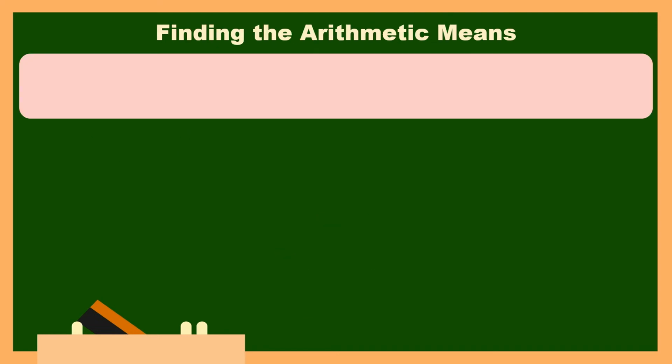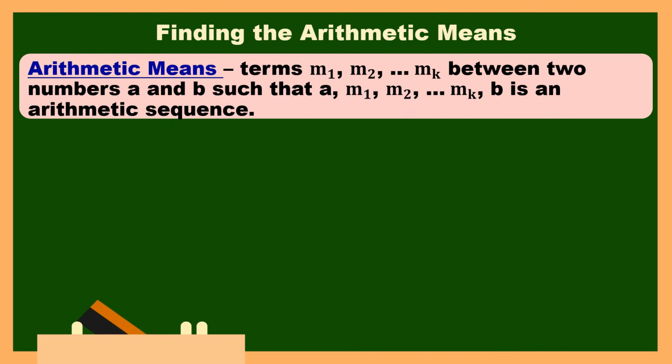Next is finding the arithmetic means. Ano nga ba ang arithmetic means? Arithmetic means are the terms m sub 1, m sub 2, up to m sub k between two numbers a and b such that a, m sub 1, m sub 2, up to m sub k, b is an arithmetic sequence. Pag sinabi pong arithmetic means, ito po yung terms like m sub 1, m sub 2, up to m sub k na ini-insert sa gitna ng dalawang numbers na a and b.